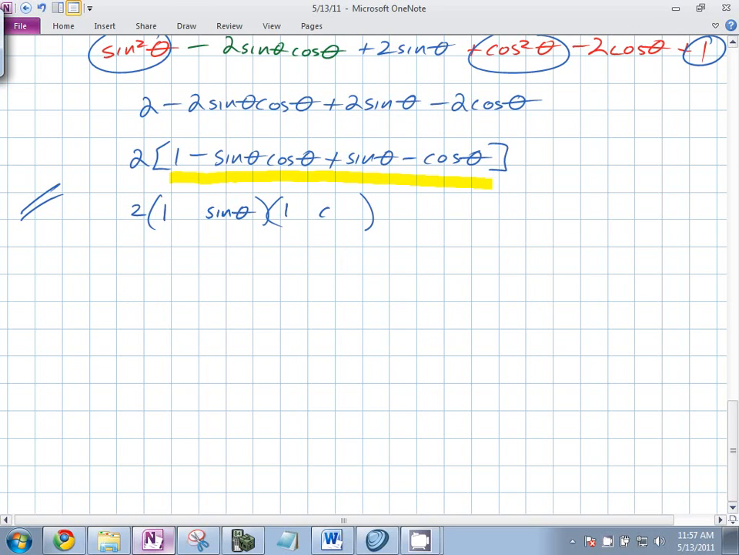Now figuring out what the signs are is a little tricky. Look at these 2. Which one's positive? The sine is positive. So it's going to be 1 plus sine. Let's test that out. 1 times 1 is 1 minus cosine theta plus sine theta minus sine theta cosine theta. Does that check? It does work.